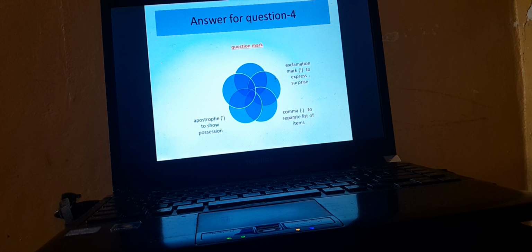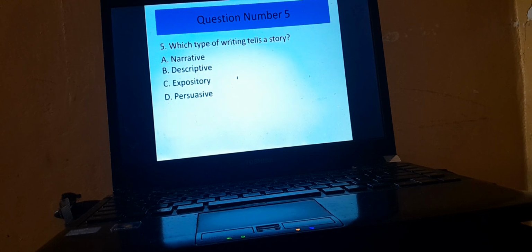Because an exclamation mark, as you can see here, is a punctuation mark that can be used to express surprise, and an apostrophe is used to show possession, and a comma is used to separate a list of items. And because of that, the answer is question mark. At the end of an interrogative, we use a punctuation mark which is called a question mark. Thank you.